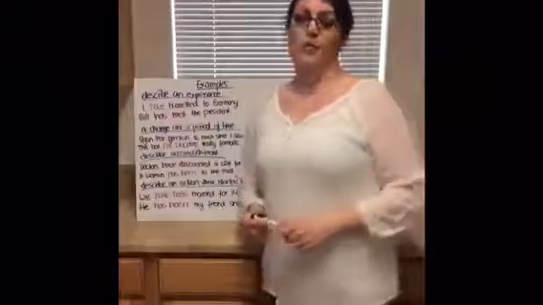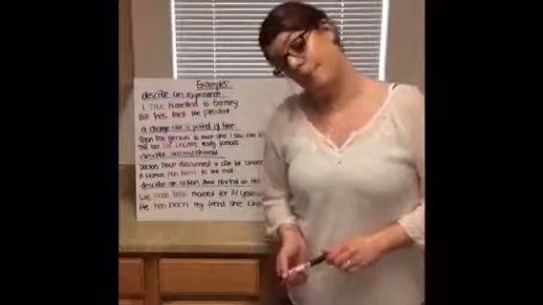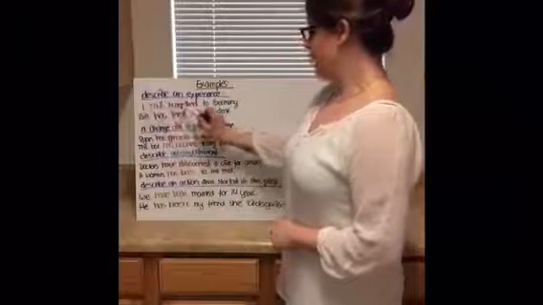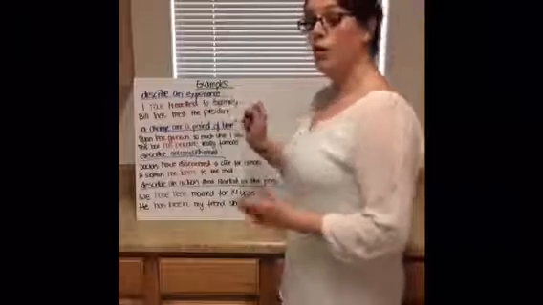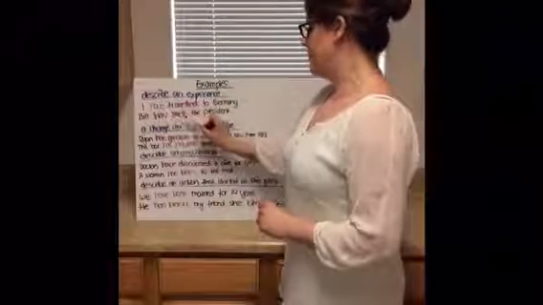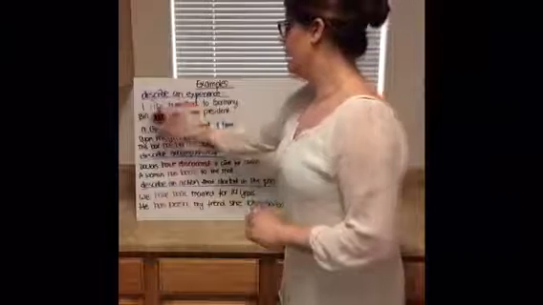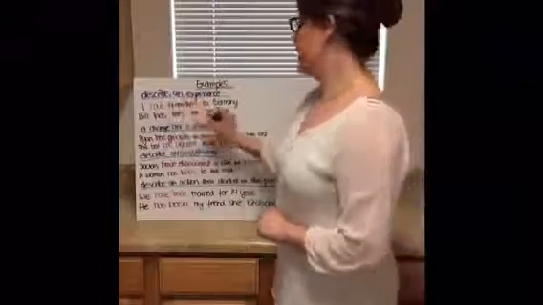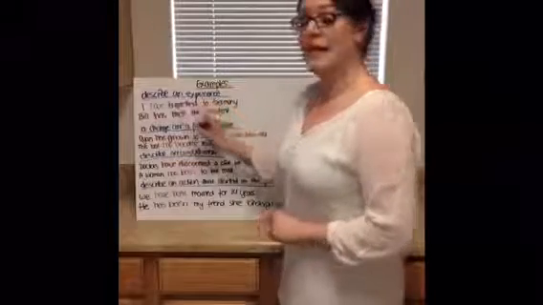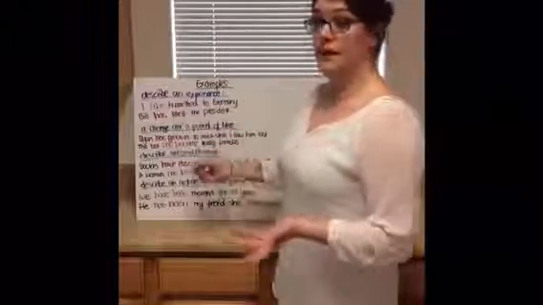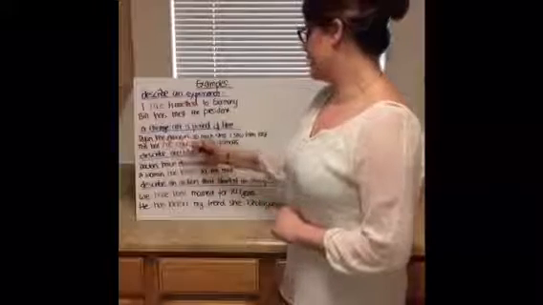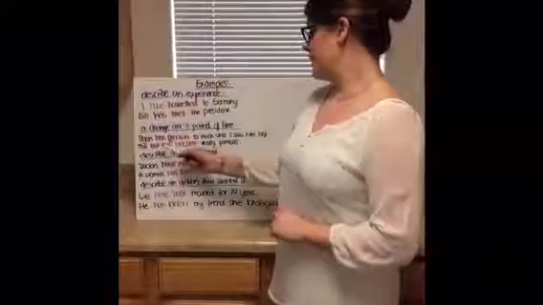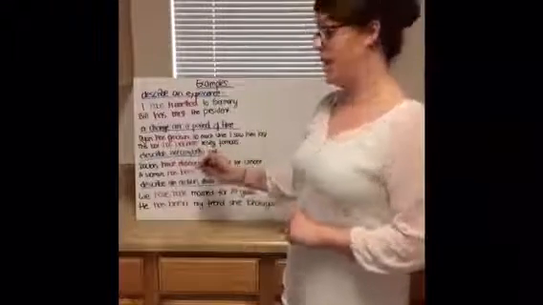So now that we know what the structure looks like, let's move on to some examples. I have traveled to Germany, or Bill has met the president. We have the subject, have or has, and the main verb in the third form. Another example: Ryan has grown so much since I saw him last. This bar has become really famous.